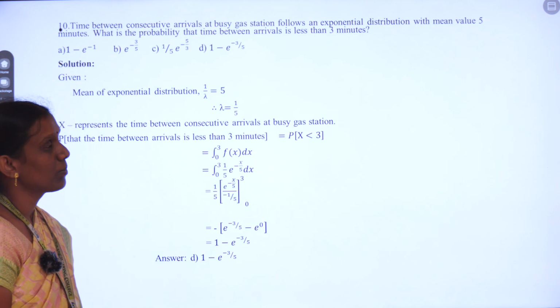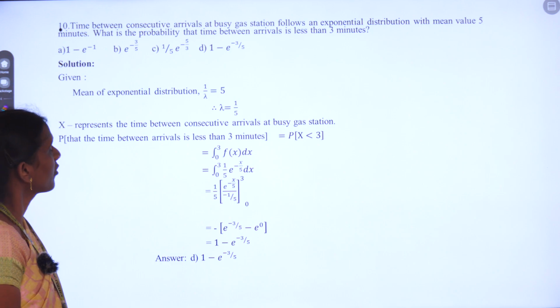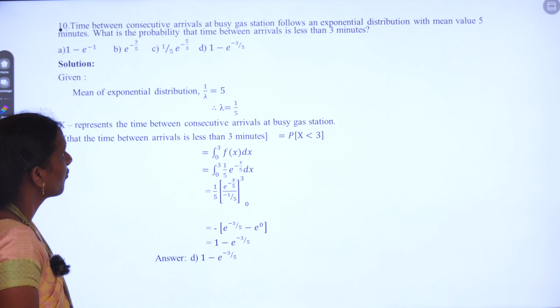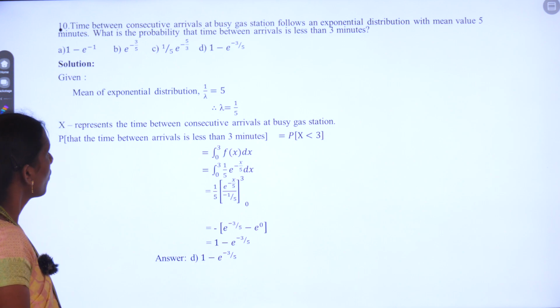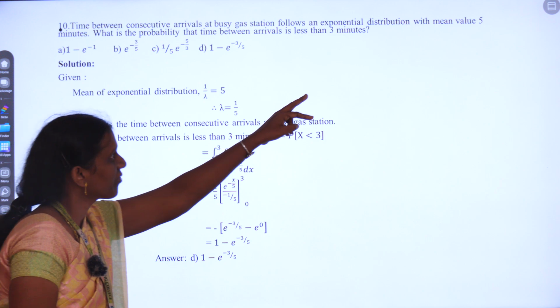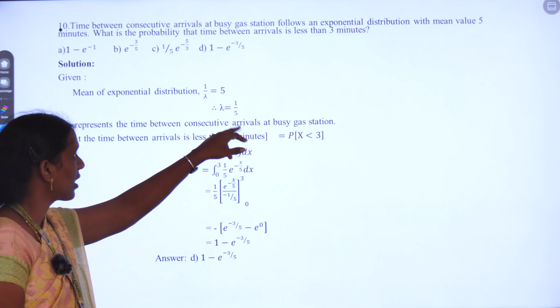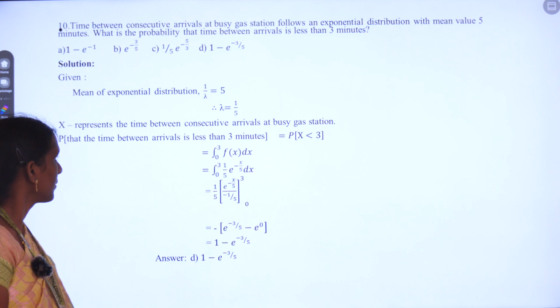Next, coming to problem number 10. The time between consecutive arrivals at a busy gas station follows an exponential distribution with mean value 5 minutes. What is the probability that the time between arrivals is less than 3 minutes? Here the mean of the exponential distribution is given to be 5. The mean is 1 by lambda, equal to 5. Therefore lambda is equal to 1 by 5.